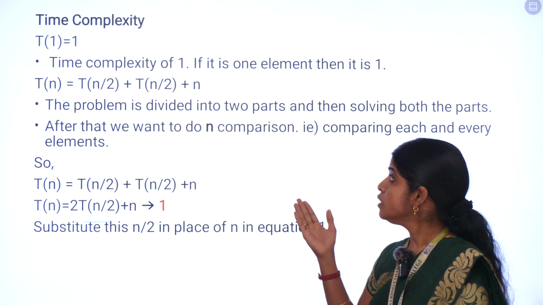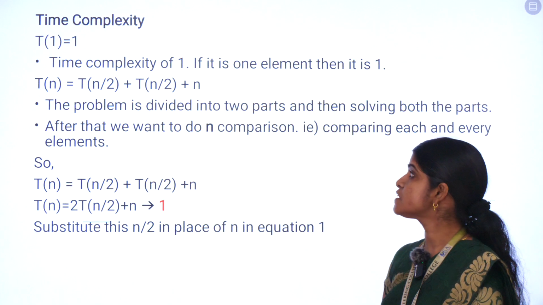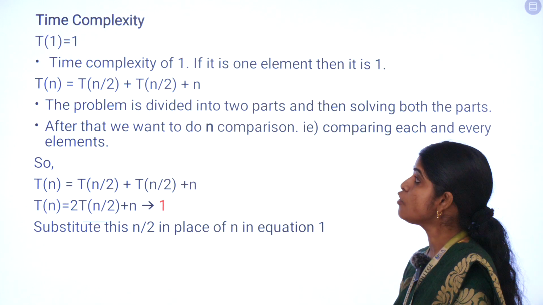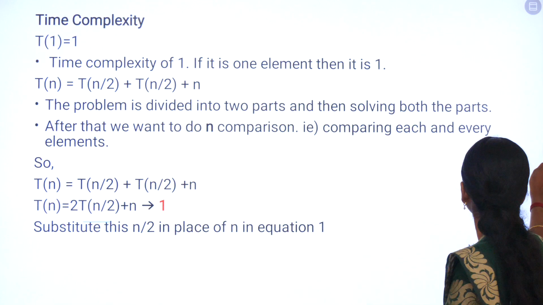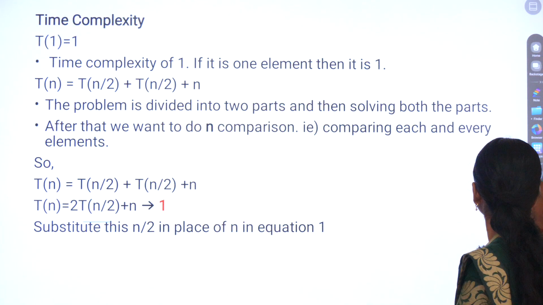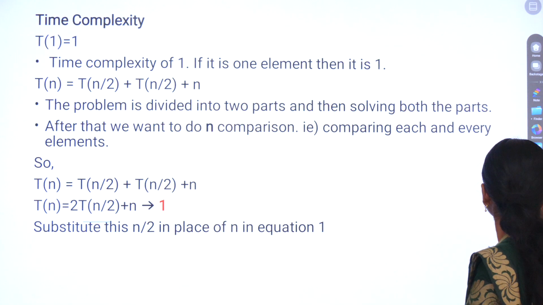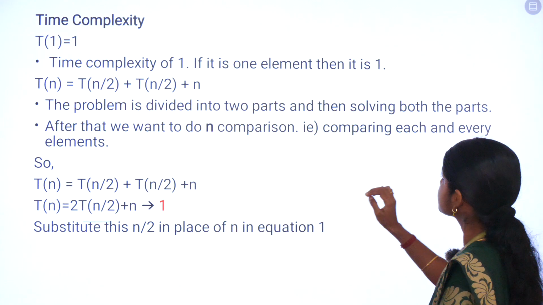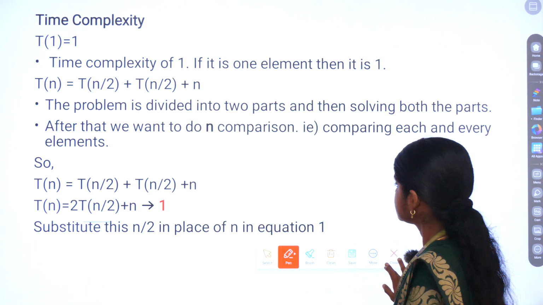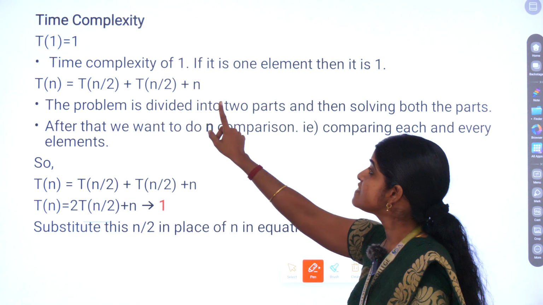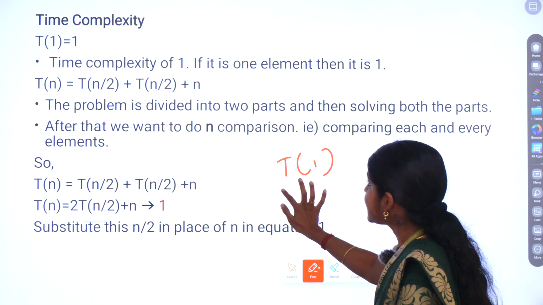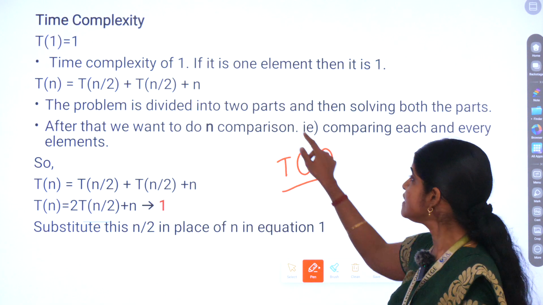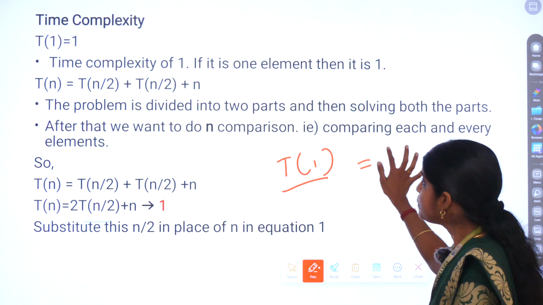Next we can move to the time complexity of merge sort. So the time complexity of merge sort is considered: T of 1 is equal to 1. Here T of 1 is nothing but the time complexity of 1. If it is one element, then it will be 1.